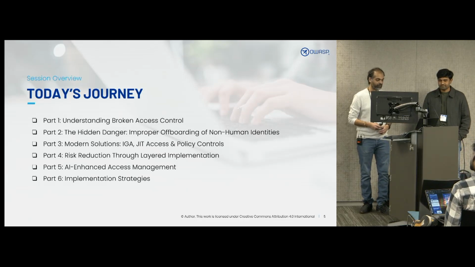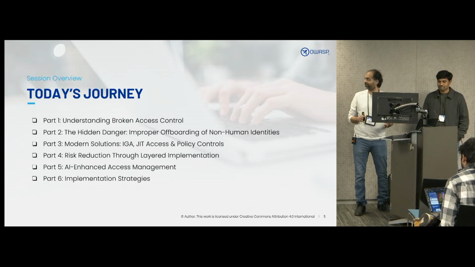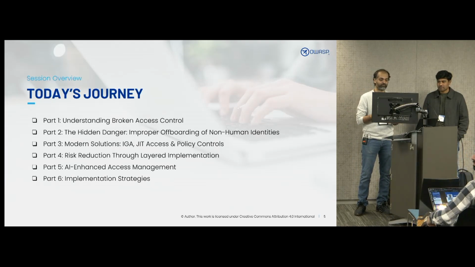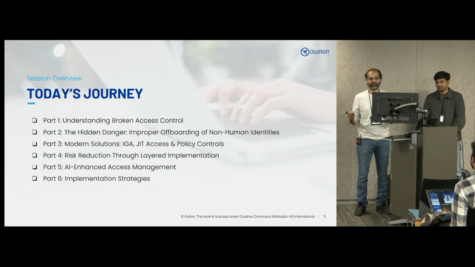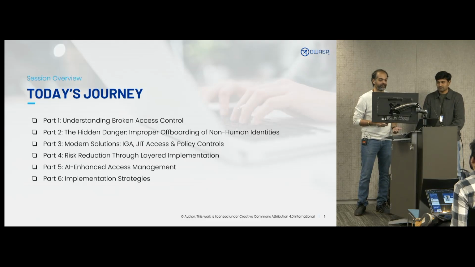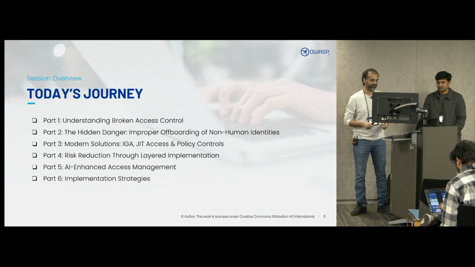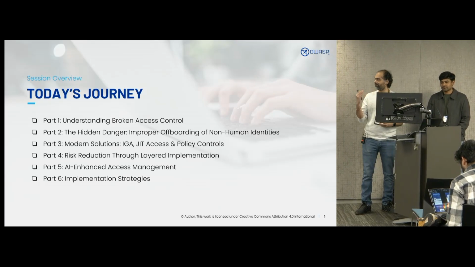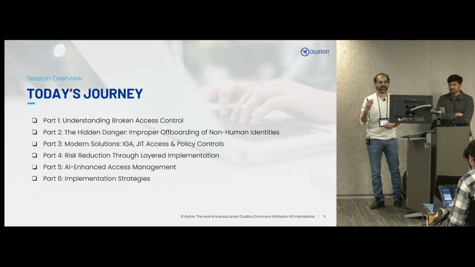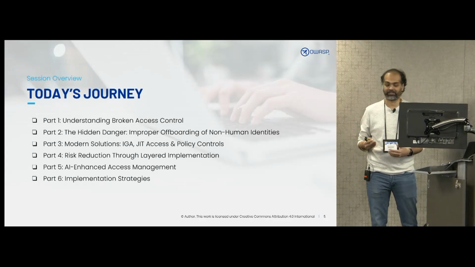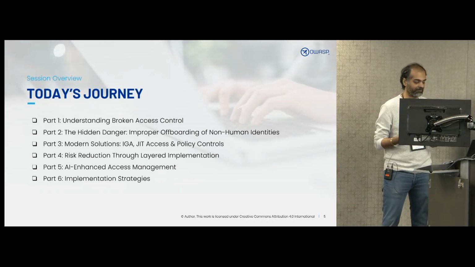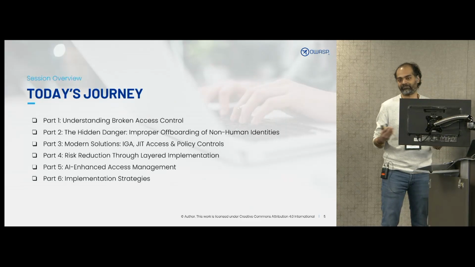A brief roadmap: we've split our talk into 6 different parts. One, focusing on what broken access control is all about. Then we want to talk about the improper offboarding of non-human identities and move on to the modern solutions that we have at hand, like IGA, JIT access, and policy controls. Then we will touch on a hypothetical application, what we call the cloud finance application, and see how we can leverage all of these modern solutions. Then we look at how it helps reduce the risk score. Then we move on to talk in detail about AI-enhanced access management. And finally, we'll be wrapping up with some implementation strategies that we feel might work for different organizations.